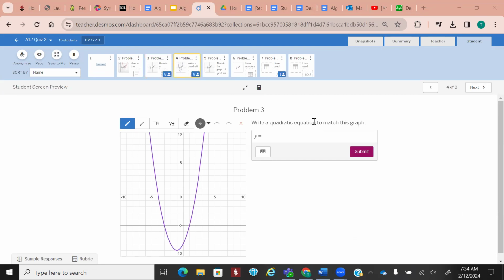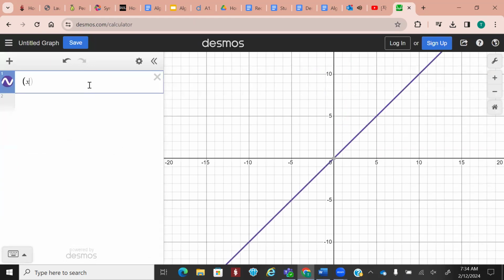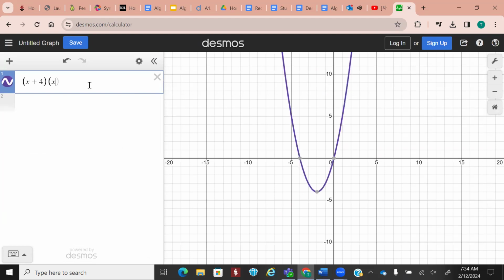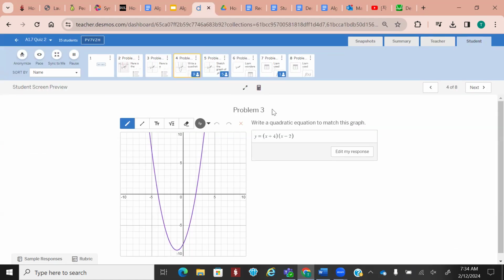On the next one, write a quadratic equation to match this graph. Remember, you could change the opposite side of the x-intercept. So this would be (x + 4)(x - 2). Now, just to make sure that that actually works, (x + 4)(x - 2). Is that the same graph? Yes.